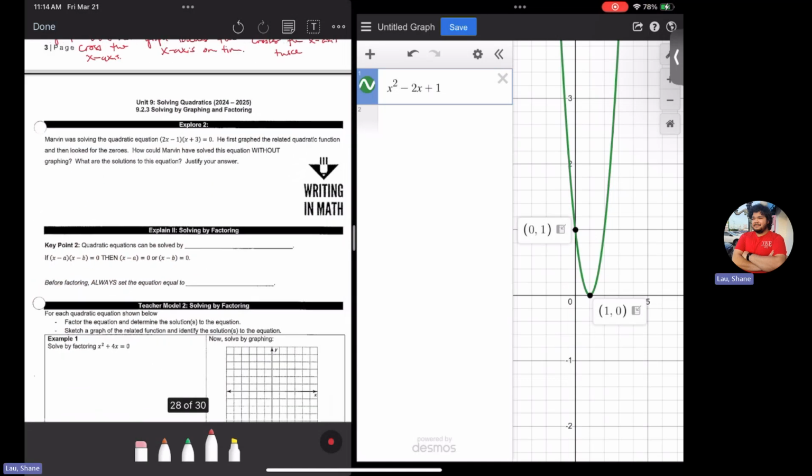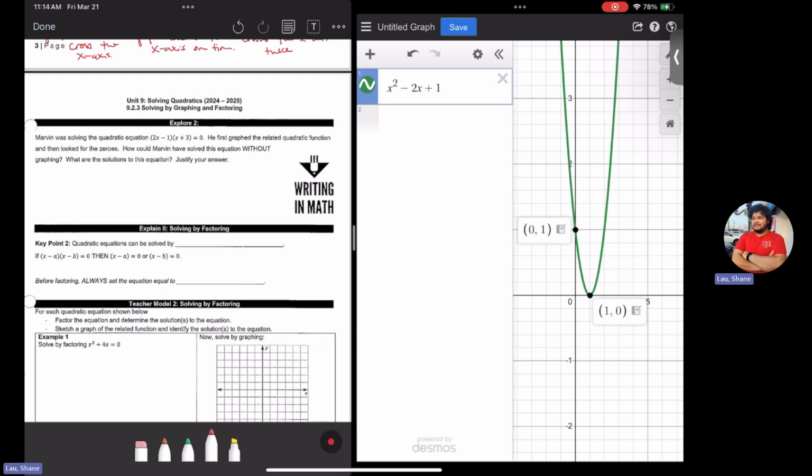Now, in Explorer 2, it says that Marvin was solving the quadratic equation (2x minus 1)(x plus 3) equals 0. He first graphed the related quadratic function and then looked for the zeros. How could Marvin just solve this equation without graphing? What are the solutions to this equation? And then justify your answer. Go ahead and try this. See if there's any other way that we've learned in the past. Hint, hint, wink, wink. There's definitely a way that we've learned in the past to be able to do this. But go ahead and try that now. And then you can unpause and see what the actual answer is.